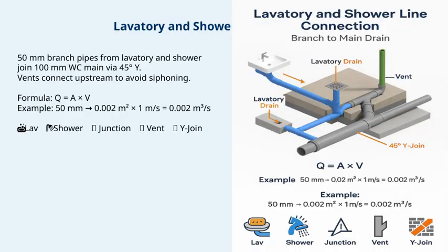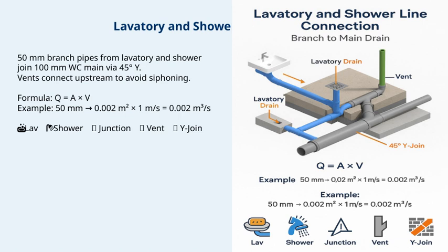Let's look at how the lavatory and shower lines connect to the main WC drain. The 15 branch pipes from both the lavatory and the shower join the 100 main WC line using a 45-degree Y-connection. This Y-connection is crucial because it allows smooth merging of the waste lines, ensuring proper flow. Now, to prevent siphoning, vents are connected upstream of these junctions. Venting is essential because it equalizes pressure within the piping system, avoiding the risk of emptying traps or causing blockages.